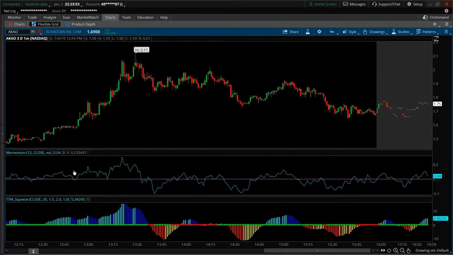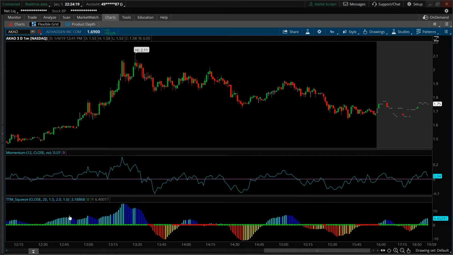The momentum, which is the top one you see over here, has the purple line, which is a zero line, and then you've got the light blue, which is your momentum. It shows you whether the momentum is up or down. If it's below the zero line, then the momentum is pushing down. If it's above it, then the momentum is pushing to the upside. On its own, it doesn't do much, but with the TTM Squeeze, it's got some really cool signals.